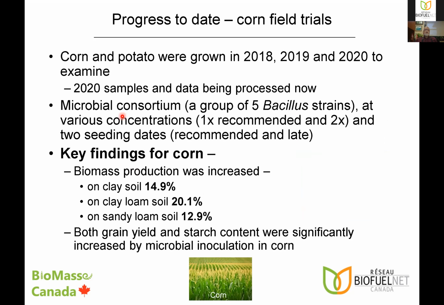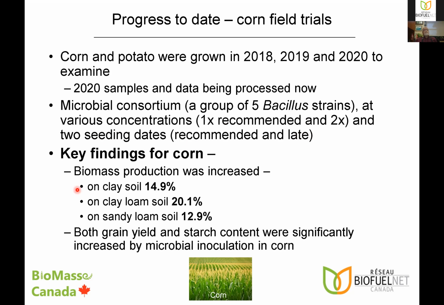On the other hand, corn and potato were grown in 2018, 19, 20. In this case, we were adding the consortium we've been working with. Samples are being processed now, but this is 5 Bacillus strains at various concentrations. Actually 1x and 2x, the recommended rate, so the normal rate plus double it, and at two seeding dates. So recommended and late, and in the case of potato, when they were hilling, but in the case of corn, just late.